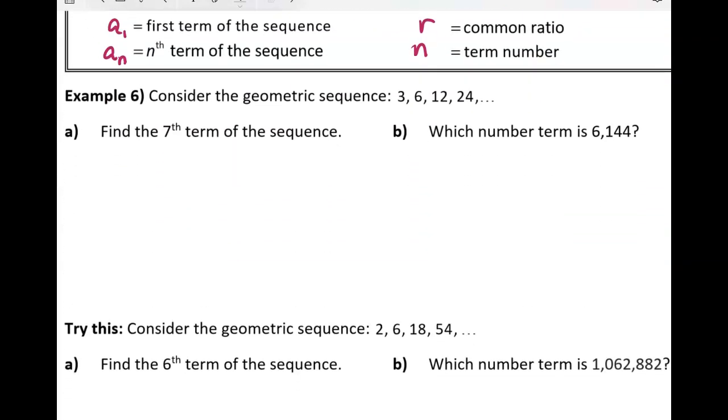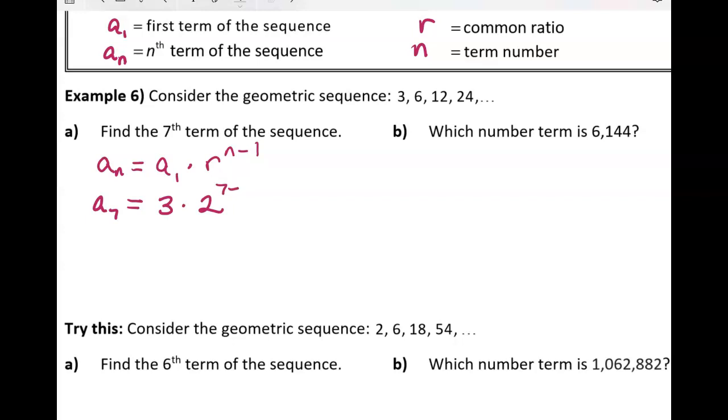So now let's put this to use. Here's a geometric sequence 3, 6, 12, 24, the same one that we were working with before. And we want to find the 7th term in the sequence. So since it's geometric, we're going to use the formula for the nth term of a geometric sequence. And we're looking for a sub 7, the 7th term of the sequence. We can make some substitutions. A sub 1 is the first term, that's 3. Looks like the ratio is 2.